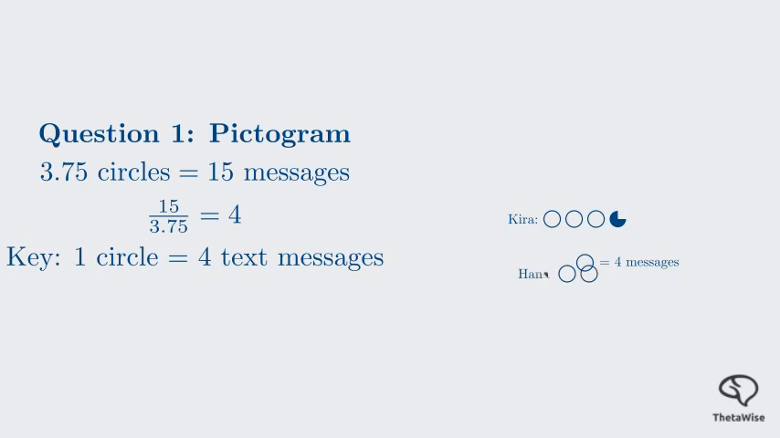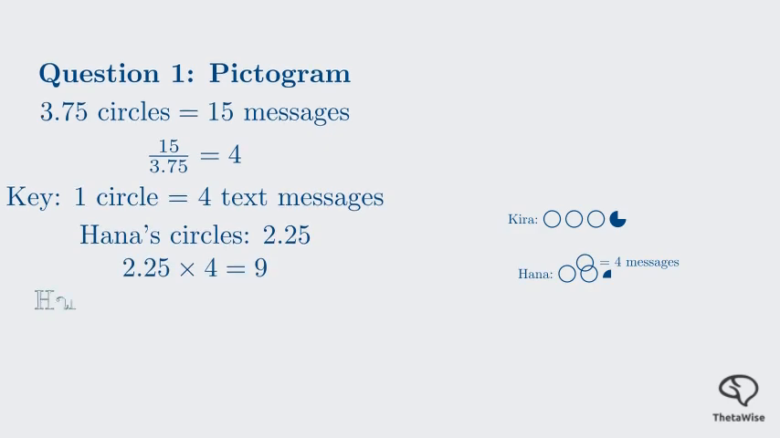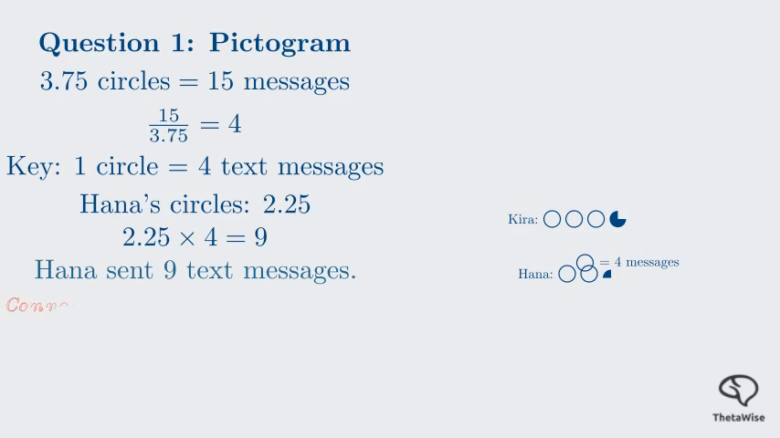Now for part B, we look at Hannah. She has 2 full circles and 1/4 circle. Since 1 circle is 4 messages, we multiply 2.25 by 4. Hannah sent 9 text messages. A common mistake is miscounting the partial circles. Always check if a symbol is a half, quarter, or 3/4.